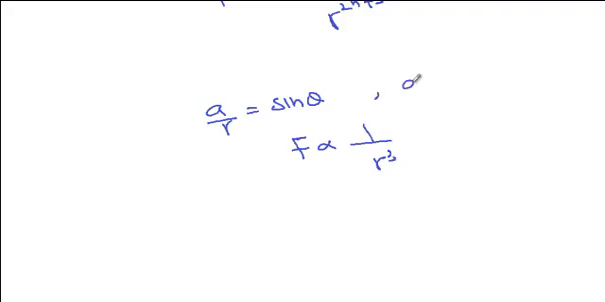Similarly, a over r is equal to cos of hyperbolic n theta, then again show that the force F is proportional to 1 over r cube. And similarly, you can take another question, a over r is equal to n theta, then also prove that force is proportional to 1 over r cube.